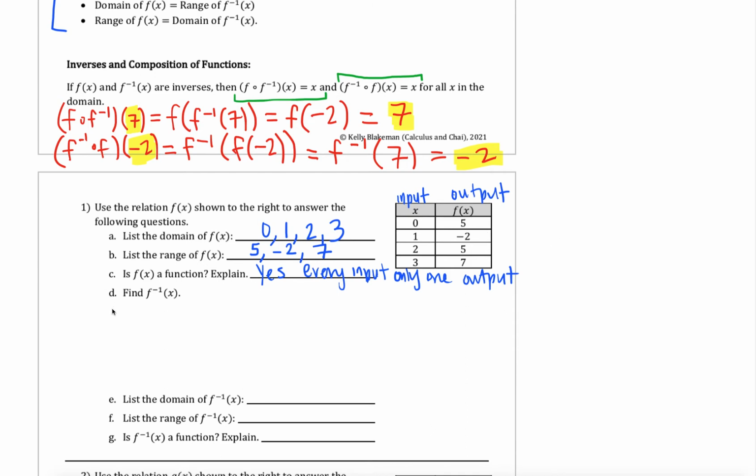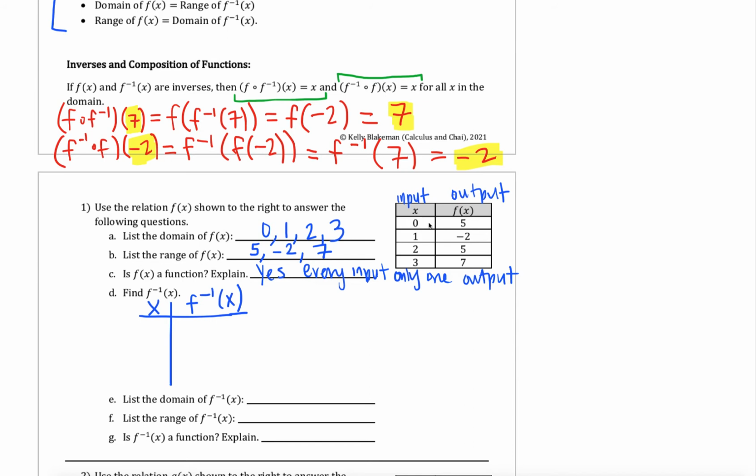Okay, in part D, we want to find f inverse of x. Well, to find f inverse, we just have a table of values, so we're going to create the same type of setup here for our f inverse. So we'll have our t-chart with x, and then with f inverse of x. Now to go from a relation to its inverse, we need to flip-flop the input and the output.